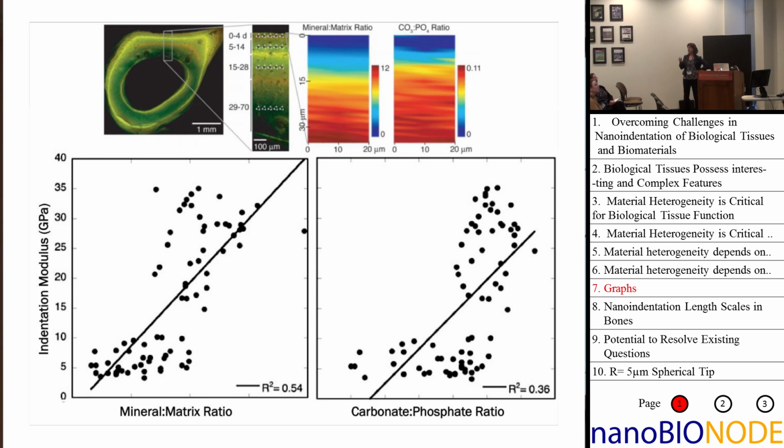So in other words, using tools like quantitative backscatter and Raman spectroscopy, we could start to dig into the underlying reasons why we see changes in these highly varying properties in biological tissues. So not just bone. Let me show you one more example of why we need this type of thing, and then I'll tell you what we're doing about it.